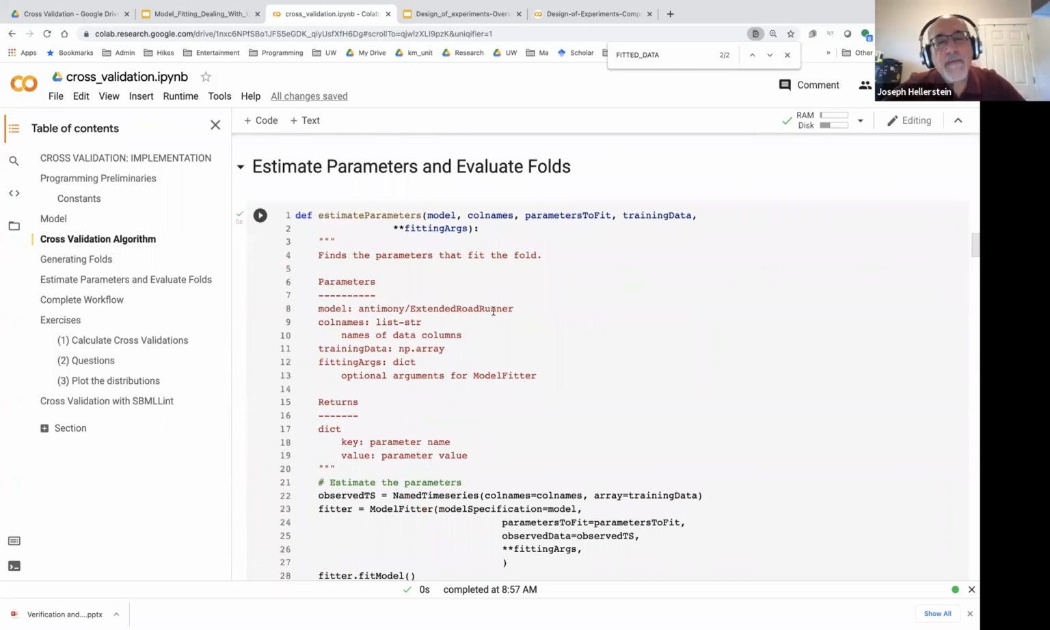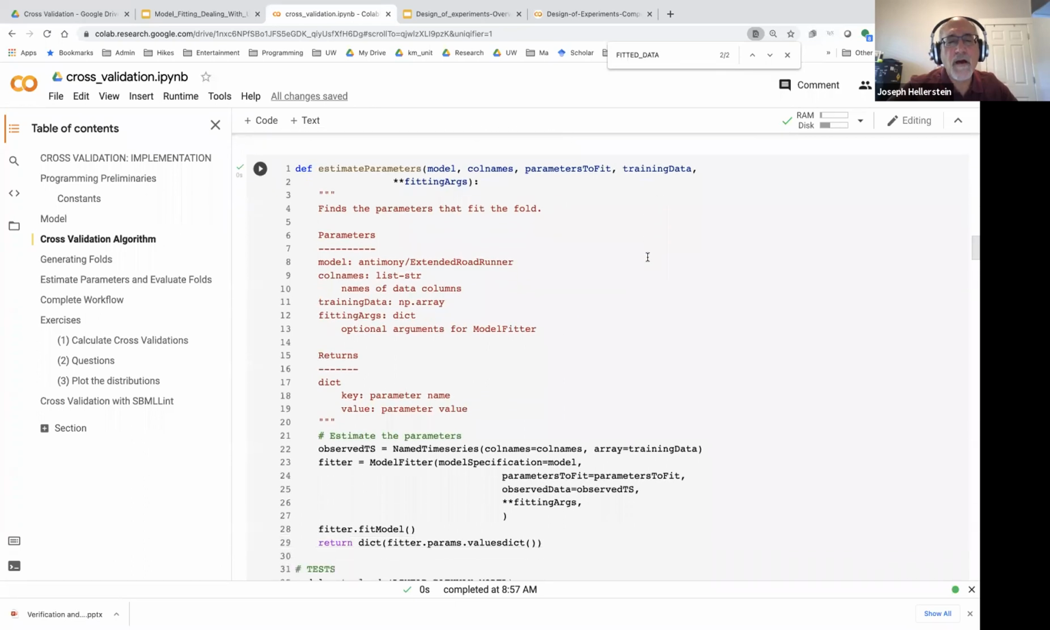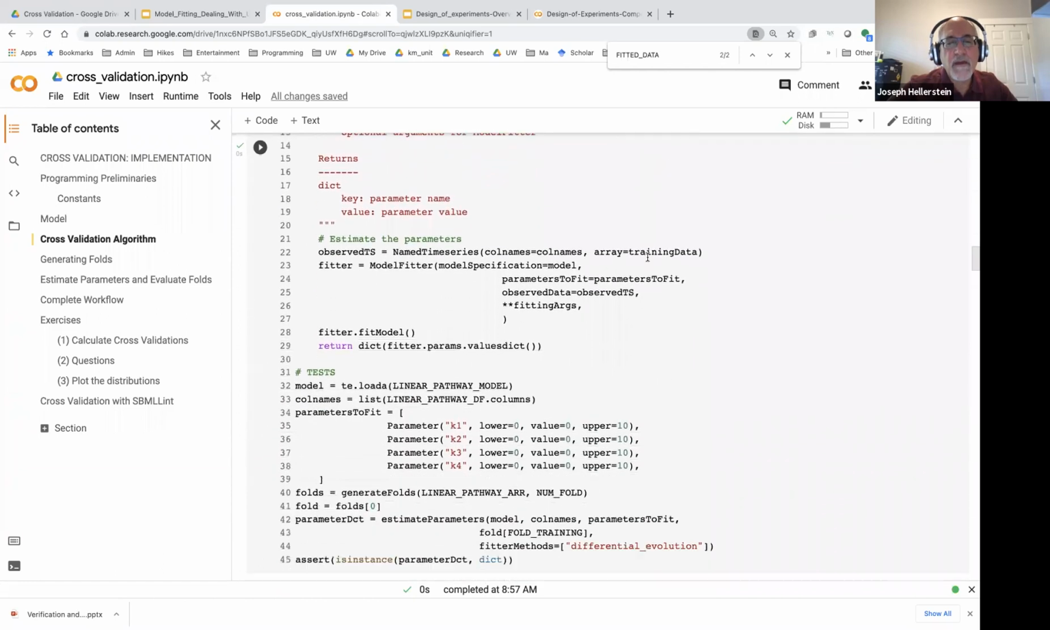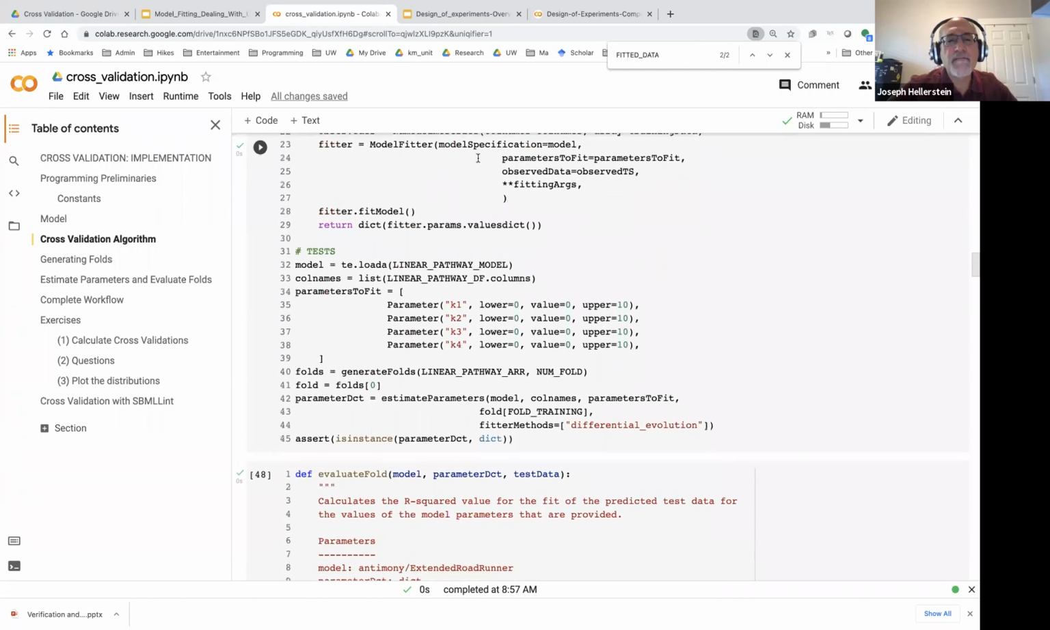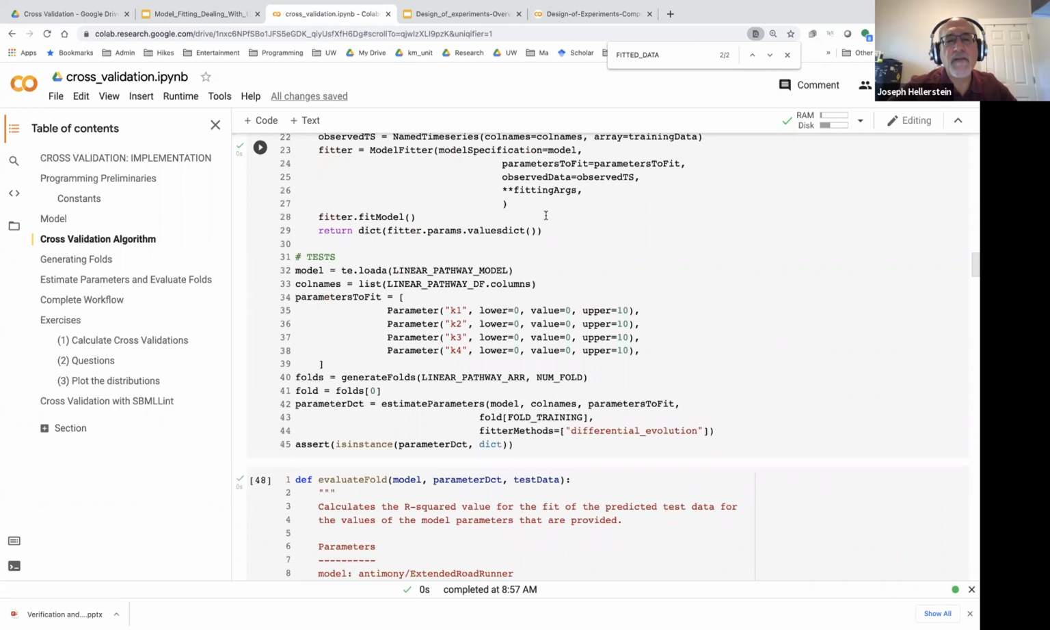Okay, let's take a look at estimating the parameters. This is very much like what we've already done. This is not a huge adjustment from any sort of parameter estimation. We need the model. I include column names. We could have other arguments as well. The parameters to fit, that's just like what we saw before. You've got to list the parameters and ranges. And then we've got the training data that we're going to train on.